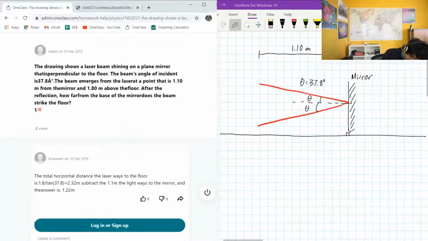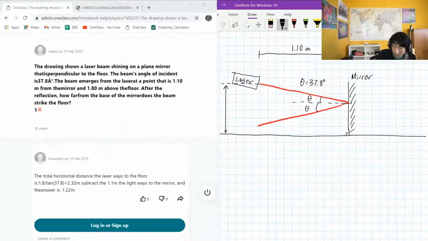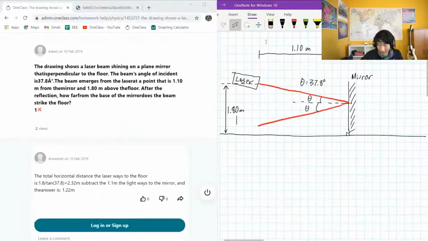Okay. Laser, and this distance, that is 1.8 meters. Ignore that the diagram is not to scale. Okay. How far from the mirror does the beam strike the floor? Okay, so this is what it's asking. So the laser has to be above it, otherwise the laser would hit the ceiling.